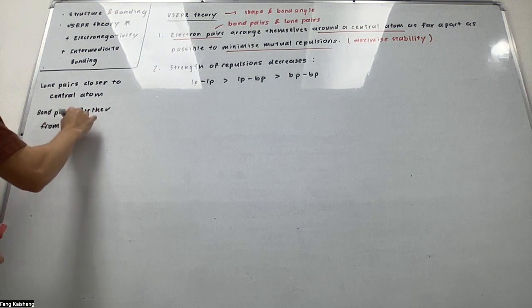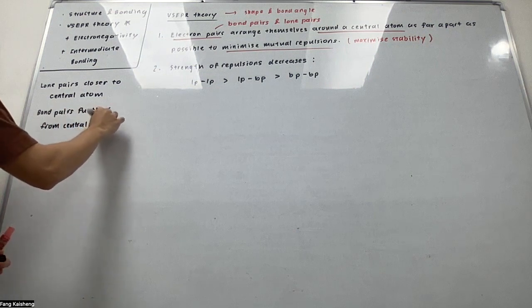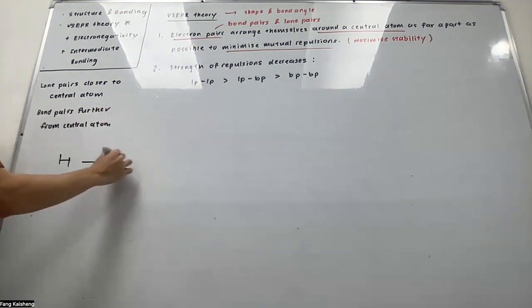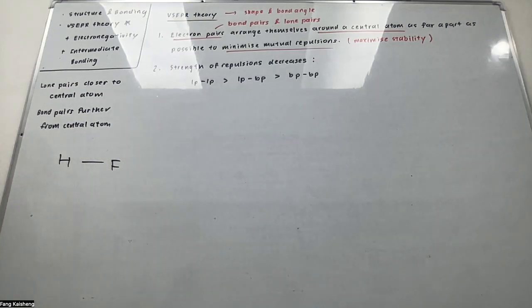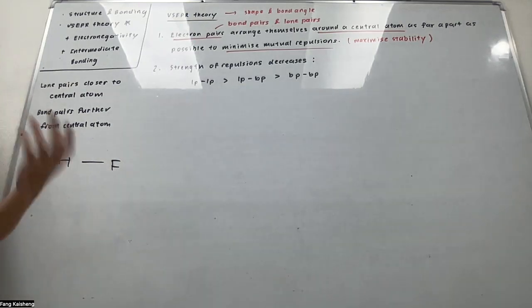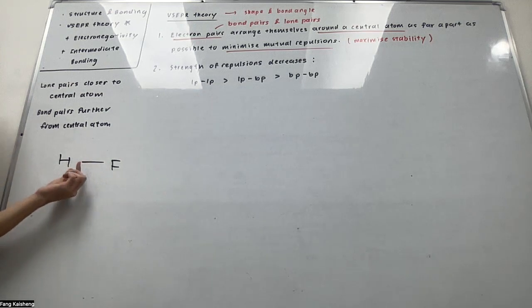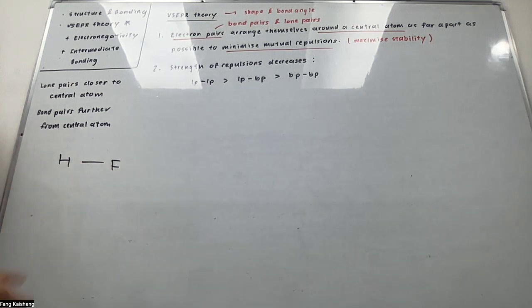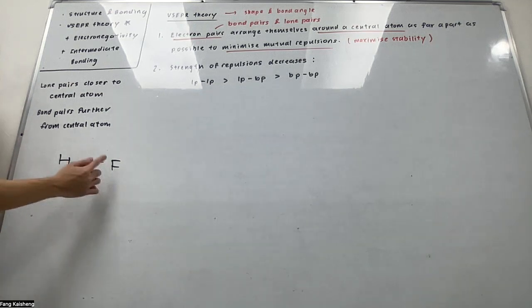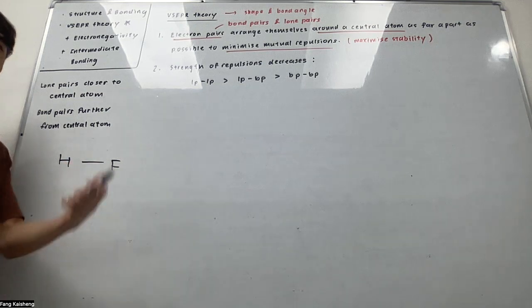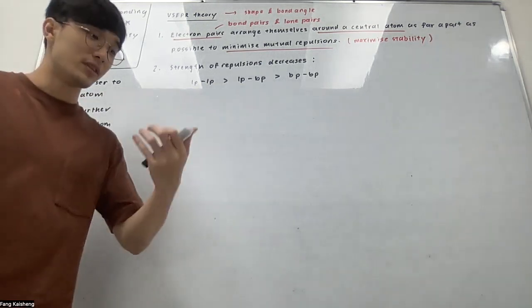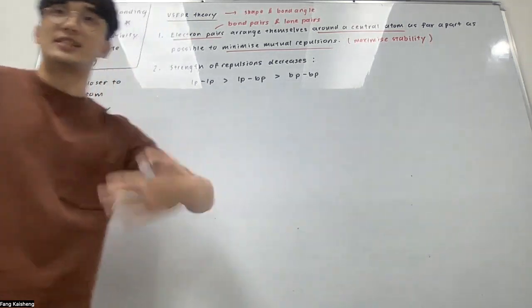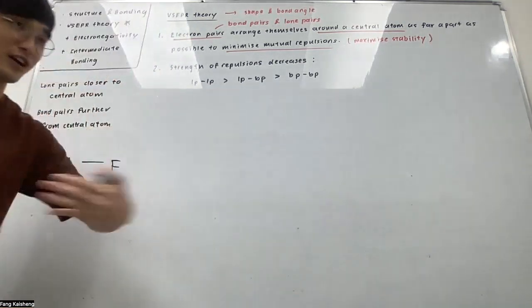Why? If you try to understand this, we have a covalent bond, right? Something like this. You have to understand that a covalent bond is like two people making a transaction. Imagine they have one cookie each, then they share. That's a covalent bond. If you want to share your cookie with someone else, you have to extend your hand and give him the cookie, right? So it's further from you.